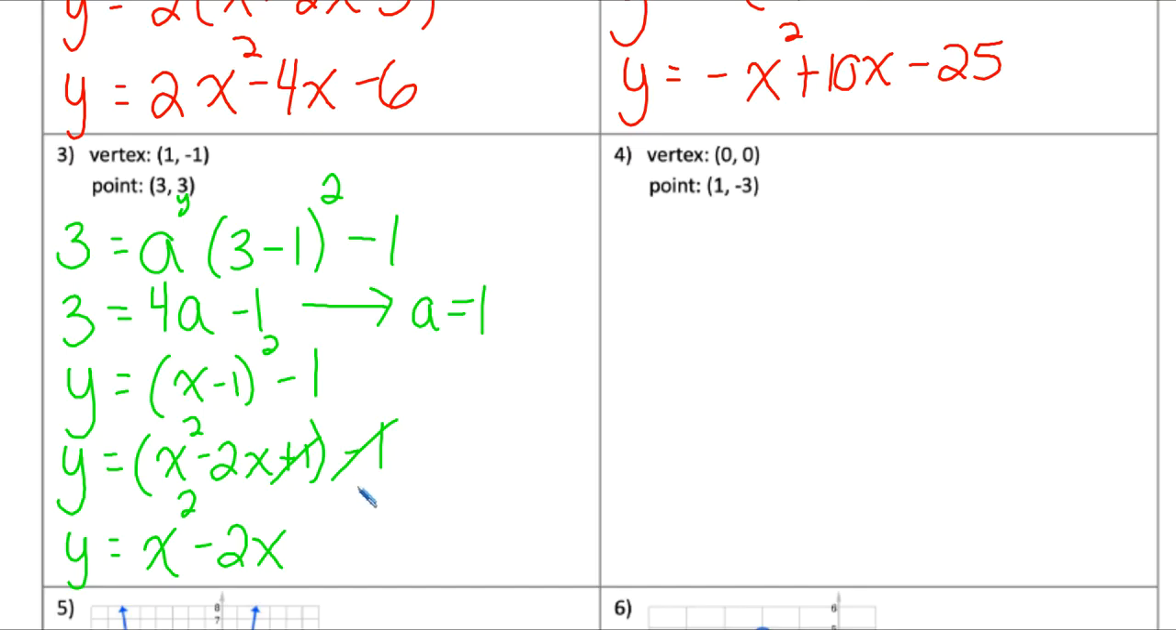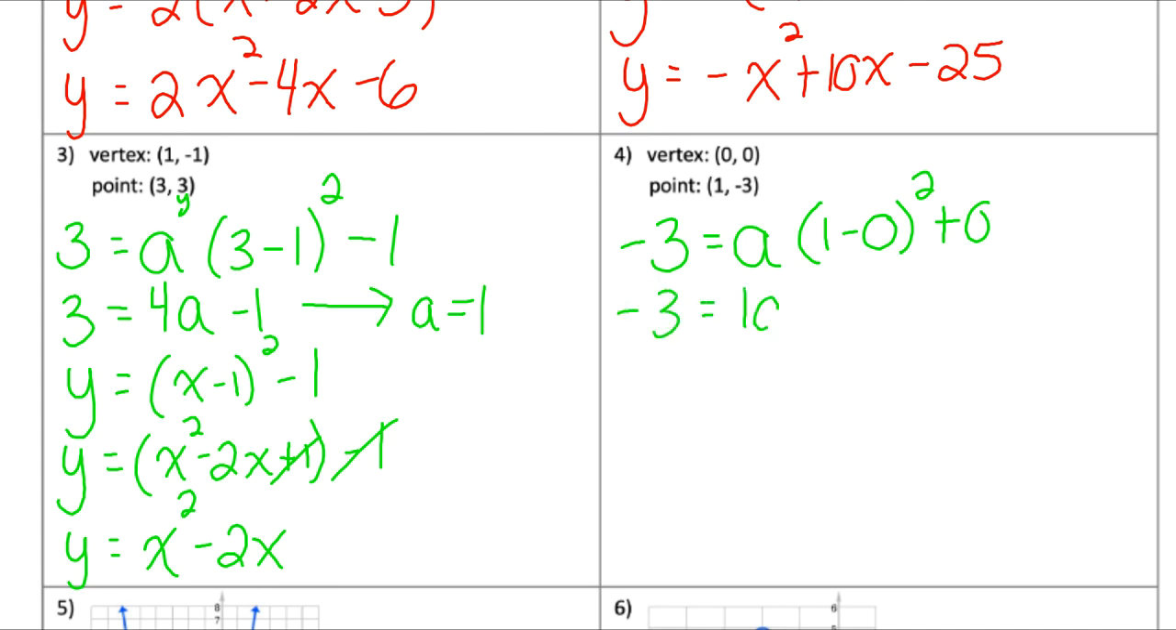Okay, number 4, we're given the vertex again. So I'm going to go into vertex form. So my y value is -3. I'm going to have to find my a value. x is 1, minus 0 squared, plus 0. So simplifying that, we would have 1a. So that tells me that a is -3.